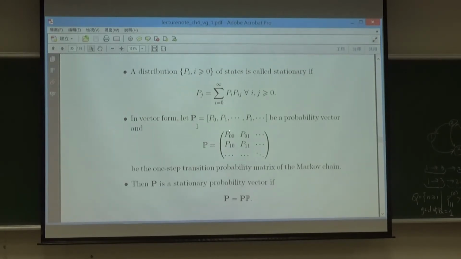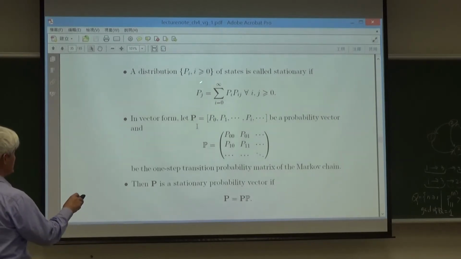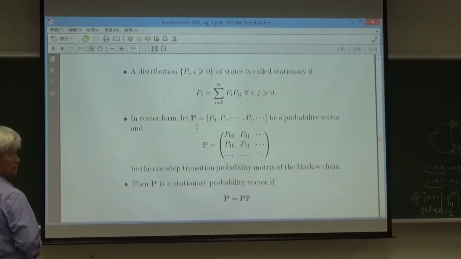So the row sum P00 plus P01 plus P02, etc., is equal to 1. P10 plus P11 plus P12, etc., equals 1. So the row sums of the matrix are equal to 1. This system of linear equations can be written as a matrix equation: the probability row vector is equal to the same probability vector times the one-step transition probability matrix. Any probability vector satisfying this equation is called a stationary probability vector.